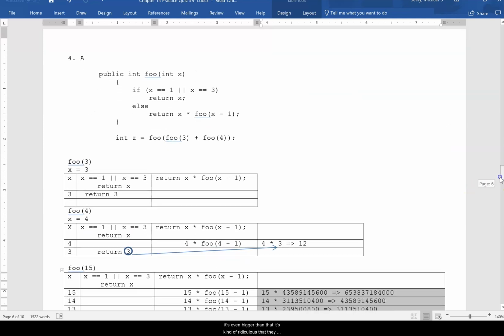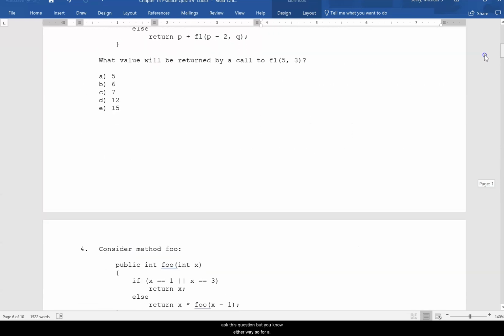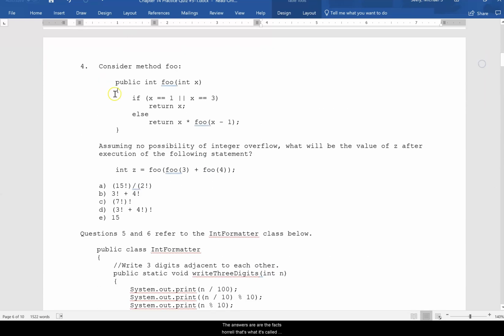It's kind of ridiculous that they asked this question, but either way. So 4A, the answers are these factorials. That's what it's called: 3 times 2 times 1. Most of these you can do in your head.